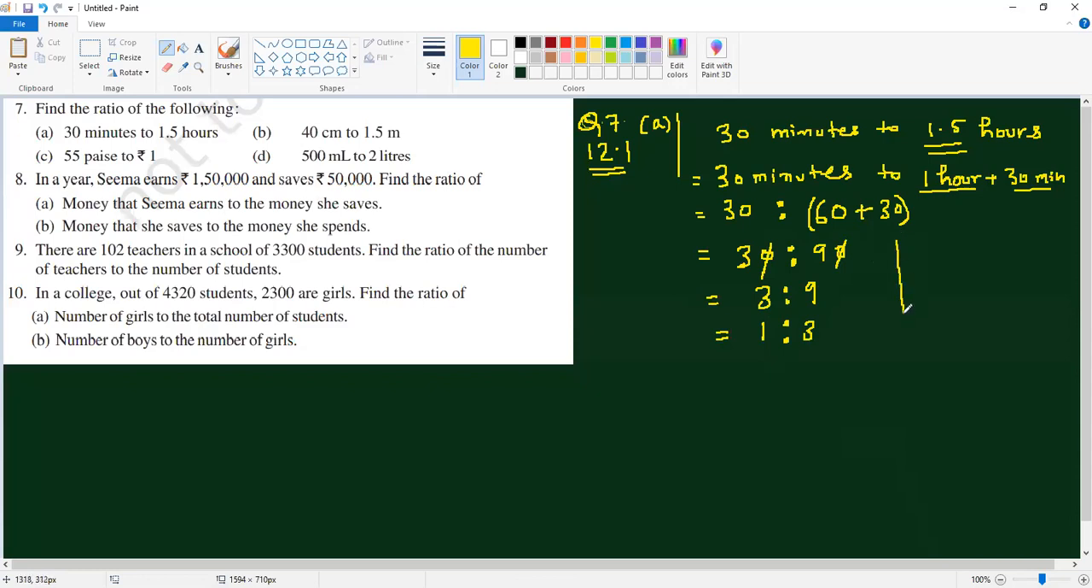Because 3 is to 9 means 3 by 9 is equal to 1 by 3. So it can be written as 1 is to 3. If you have understood, raise your hand. Very good. Question number B.